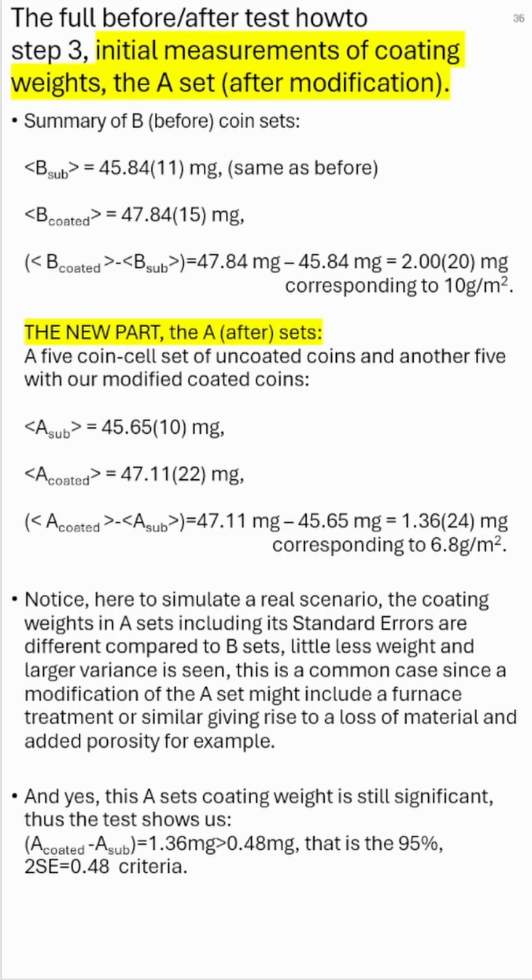So, is this new set statistically significant in coating weight? We do the same test. That means the difference, the coating weight, 1.36 milligram, must be larger than twice the standard error, which was 0.24. So twice that becomes 0.48, right? So obviously 1.36 is larger than 0.48, so that with 95% confidence interval, we can say that this is statistically significant coating. And then we can proceed with our before-after test.